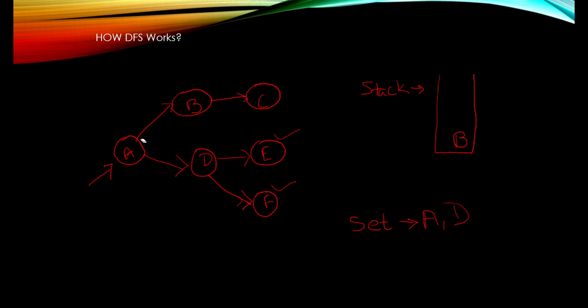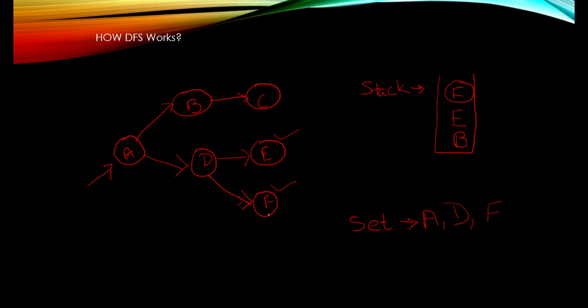Let me remove this. Since next I need to visit the neighbors of D, I will add E and F here. Again, it does not matter in which order I traverse. Since I have already visited D, I have added D in my set. Next I need to traverse the stack again and pop the topmost element. So I popped F and I add F in the set also.